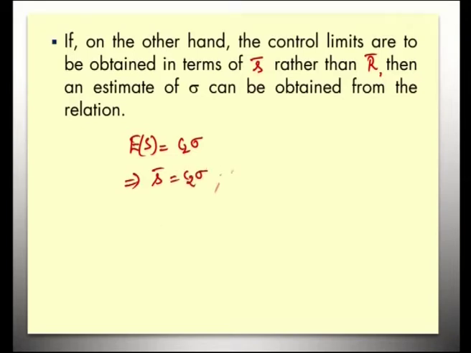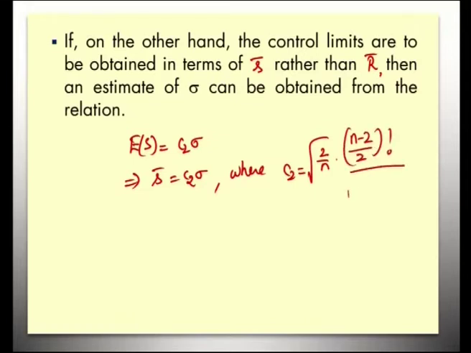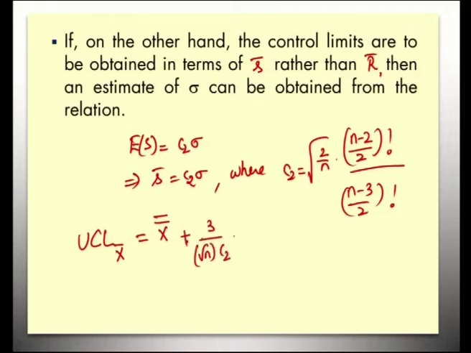So, that C2 is root of 2 by n into (n minus 2) by 2 factorial divided by (n minus 3) by 2 factorial. This C2 is also a constant depending on n. In that case, UCL for x bar becomes x bar bar plus 3 by root n into C2 into S bar.